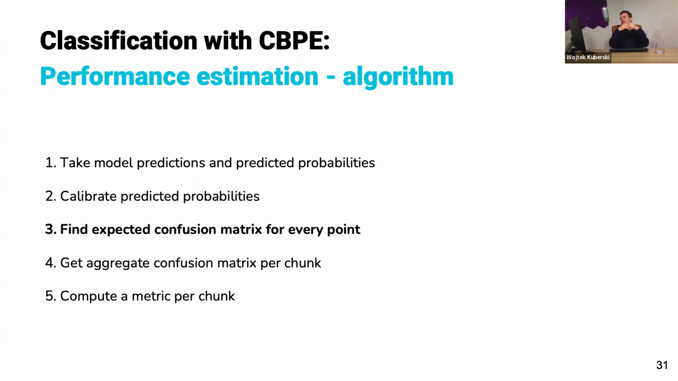Yeah. And then once we have those calibrated probabilities, we're going to find the expected confusion matrix for every point. This is really the magic point, where we turn those predicted probabilities and model predictions into a confusion matrix for every data point separately. Once we have that, we can aggregate those confusion matrices for a chunk. So instead of having just, let's say, 1,000 different instance-level confusion matrices, we get one big confusion matrix per chunk. And once we have the expected confusion matrix for a given chunk, we can just use it to calculate any metric that we care about, including the business impact, as long as we know the impact of each true positive, false positive, etc.